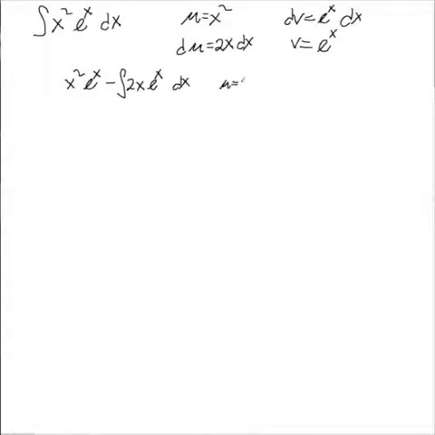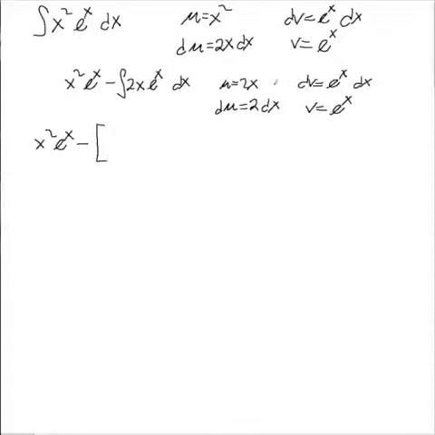Now I'm going to let u be equal to 2x and let dv be equal to e to the x dx again. And we're forced into du is equal to 2 dx, and v is equal to e to the x. So running through this, now we're going to have x squared e to the x minus, now that integral becomes, all of this becomes v times u, so that's going to be 2x e to the x minus the integral of v du, which is just 2 e to the x dx.